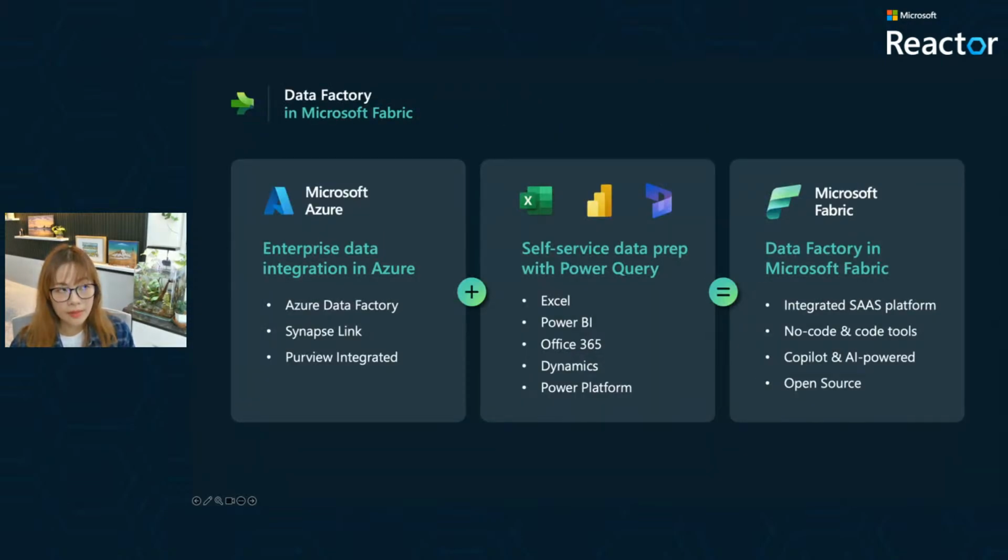Now, Data Factory in Fabric is built on the unification of Azure Data Factory, which is our pro data integration capability in Azure, along with Power Query, which is our self-service data preparation capability, which is embedded into things like Power BI, Excel, Dynamics, and Power Platform. Now, with these two combined, we have Data Factory in Microsoft Fabric, which provides no-code, low-code, and coding tools, an integrated SaaS platform, along with Copilot and AI-powered capabilities. We also integrate with open source data integration approaches.